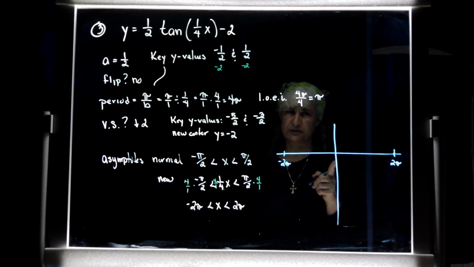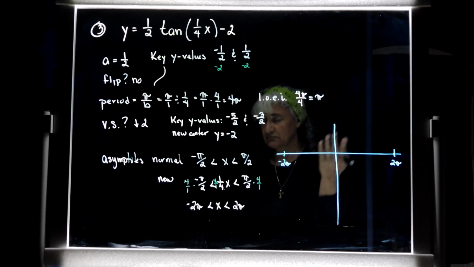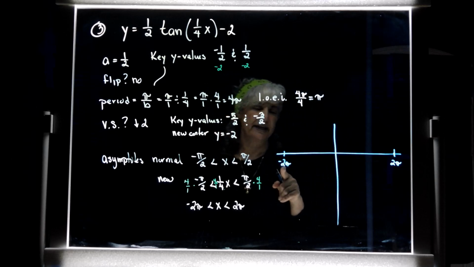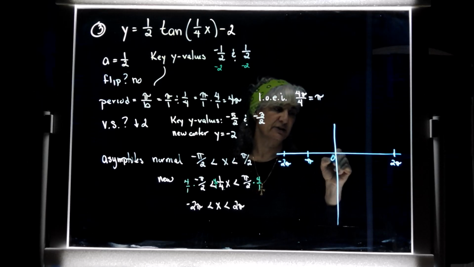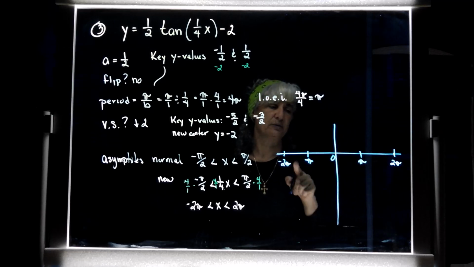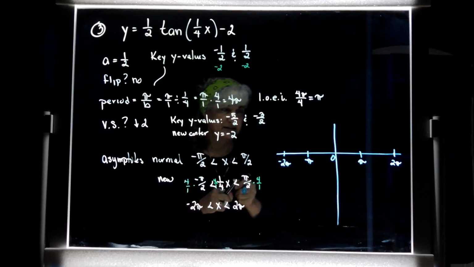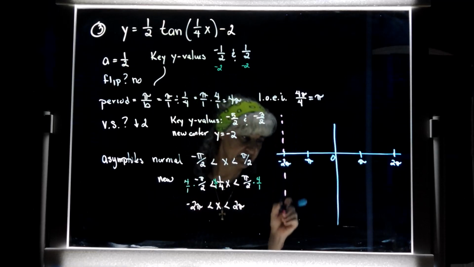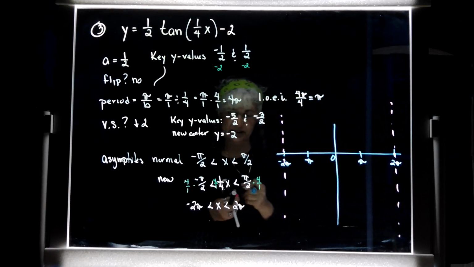I still have 4 intervals, and the length of each interval is pi. So negative 2 pi plus pi is negative pi. Another pi gives me 0. Another pi gives me pi. Another pi, 2 pi. 1, 2, 3, 4 intervals. Wonderful. And asymptotes are at negative 2 pi and positive 2 pi. Good, good, good. Well done.